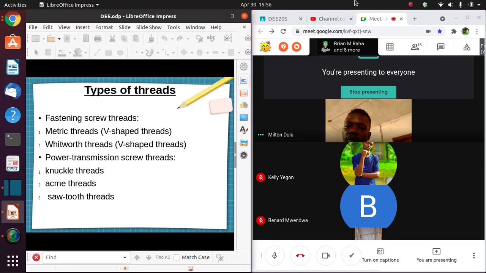For the fastening, we have two major types, metric and Whitworth. They are both V in shape, but for the metric, ni sharp V. But for Whitworth, ni kama milima na mabonde. It's not as sharp. Its thread angle is less as compared to that of a metric. And for power transmission, we have sawtooth, we have acme, we have square. There are so many.